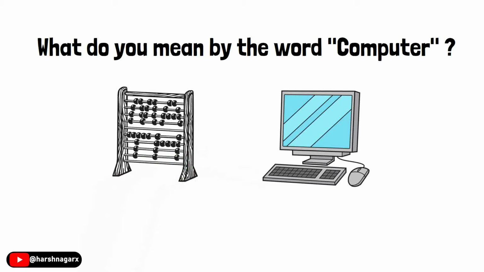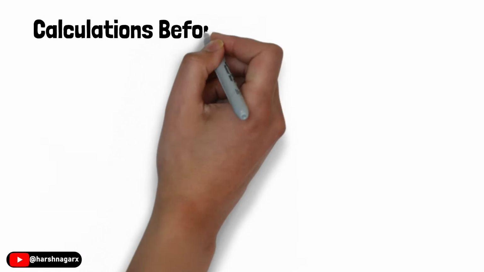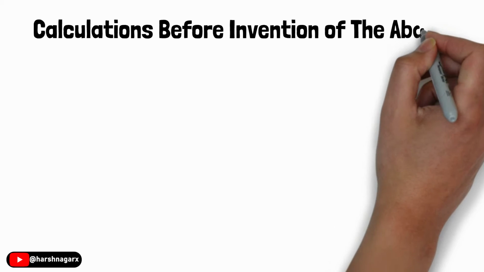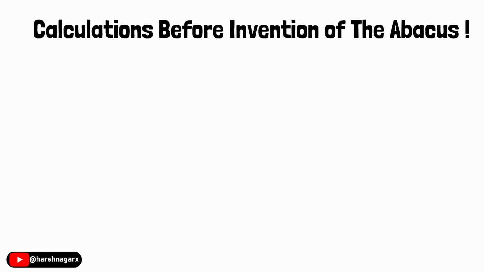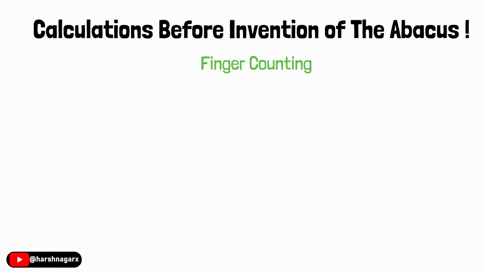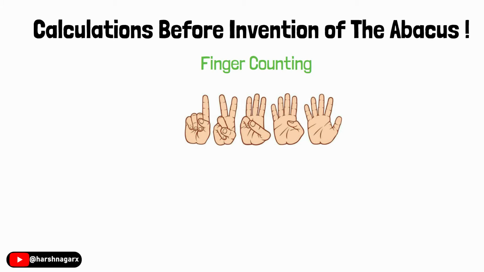Now the meaning of the word computer is the same for the 21st century and also for the early 19th century, but the uses of computers in both these centuries have changed vastly. Now moving ahead, how were calculations done before the invention of the abacus? Before the invention of the abacus, various methods were used for performing calculations. These methods varied depending on the time period, culture and level of mathematical sophistication. Here are some notable methods used for calculations before the abacus.